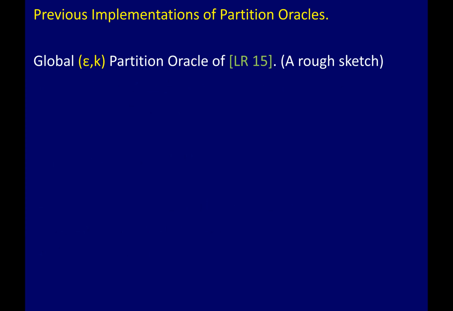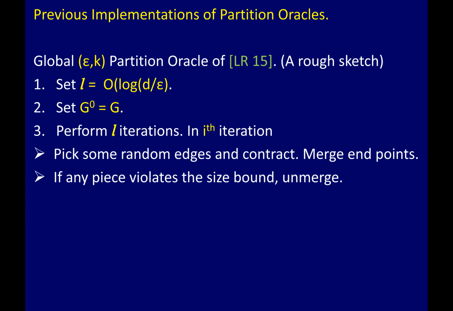Okay. So this algorithm proceeds in L rounds, where L is just log of 1 over epsilon. And then you call your initial graph G0. And then in the ith iteration, what you do is the following. You pick a bunch of random edges and you contract them all. So you merge the endpoints. Okay. So notice that each vertex in this graph corresponds to a subset of vertices in the original source graph G0. Okay. All right.